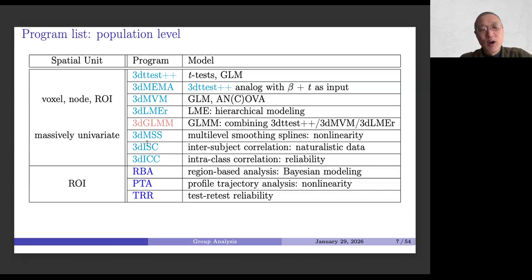So those programs are for voxel level. The last three programs are for ROI-based analysis. RBA is for when we have a list of ROIs. We use it with the Bayesian approach, which we'll talk about later on. PTA is for profile trajectory analysis. That's the ROI version of 3dMSS for nonlinear models. You analyze each ROI separately. The last one is for test-retest variability for each ROI. That's the ROI version of 3dICC.